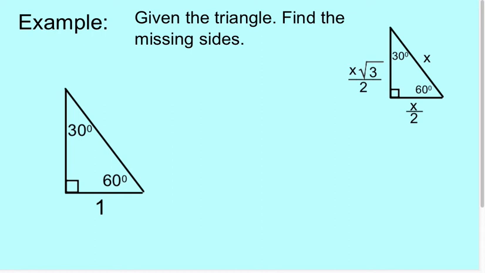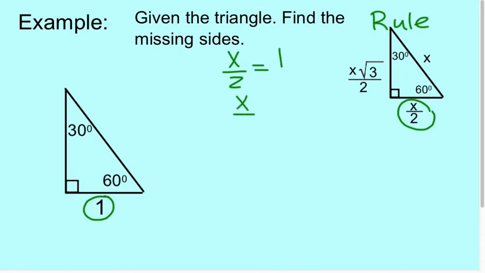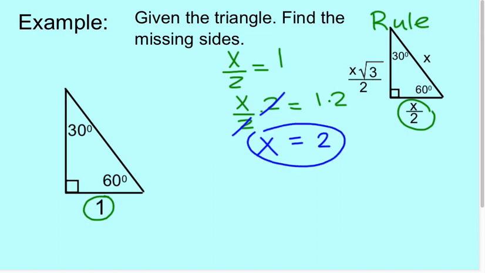All right, let's find our last example here. Again, another 30, 60, 90. So here's our rule. We give you the side opposite 30 degrees, which is 1. So that is x over 2. So let's solve this for x. So x over 2 equals 1. We want to solve this for x. So we're going to first multiply both sides by 2. We're trying to cancel the 2 on the left. So what happens is the 2's cancel on the left, and then 1 times 2 is 2. So now we know the value for x.